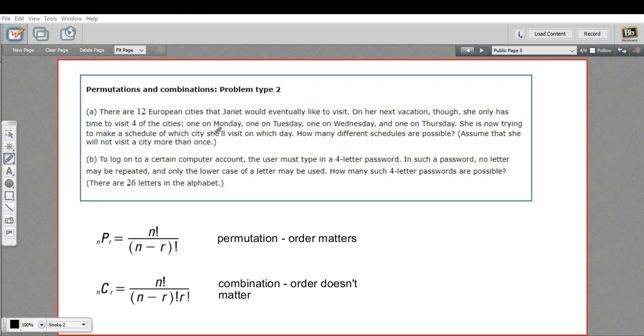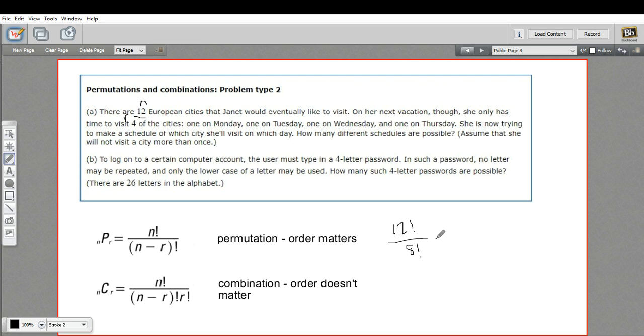The next step is just figuring out what's n and what's r. The total number of cities that Janet wants to visit is 12, so that's going to be our n. And then she's choosing 4 for this particular trip, so that's our r. So now we can go ahead and do the permutation. We'd have 12 factorial over n minus r, which is 8 factorial.